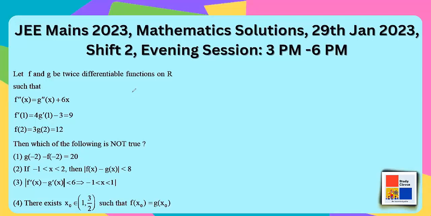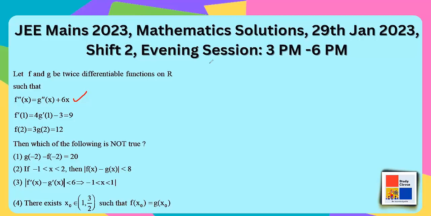So here the question is saying that f and g are two twice differentiable functions on R, and we have to find the not correct option out of the four options given. Okay. So obviously this is the expression given. We'll try to integrate it on both sides.